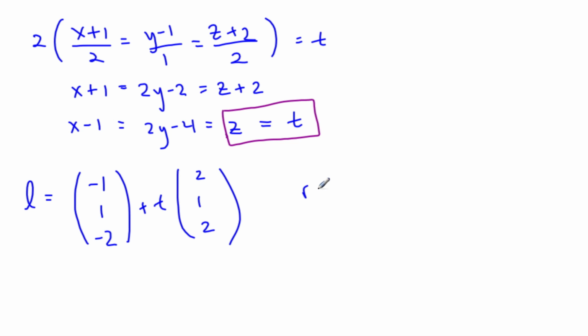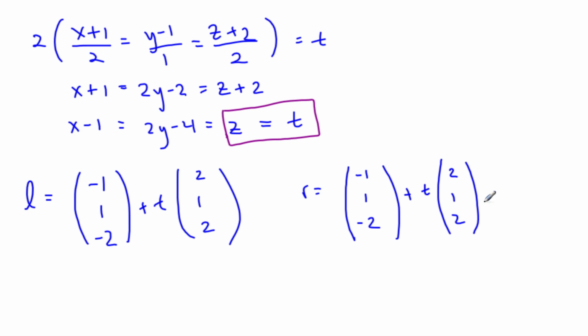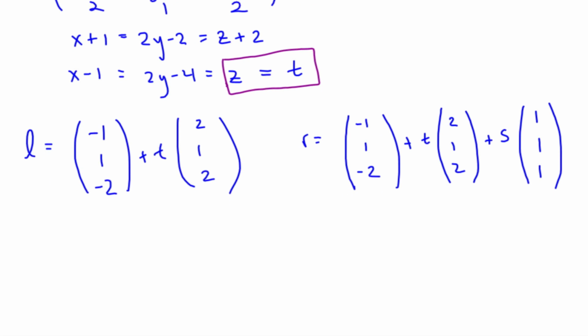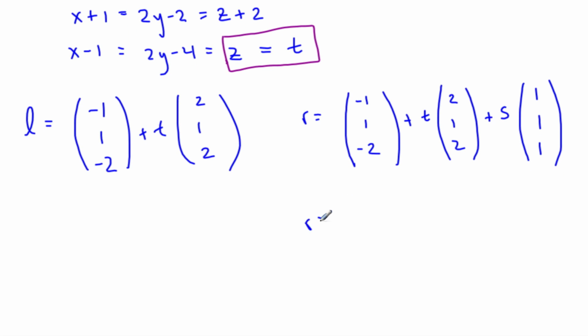So now I'm going to find a plane that contains this line, also in vector form. So I'm going to start with the line. Here's the line. Now if I want a plane that contains this line, all I need is another direction. So we'll say S, and we'll just say 1, 1, 1. So now it contains the line, and then it has another direction going off somewhere else, which makes it a plane.